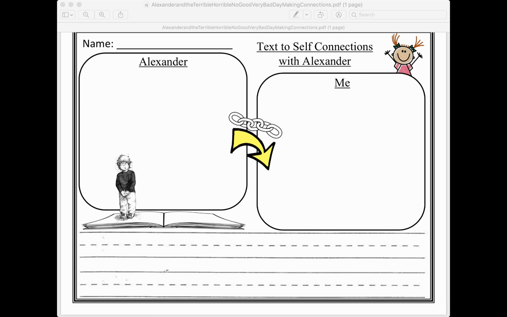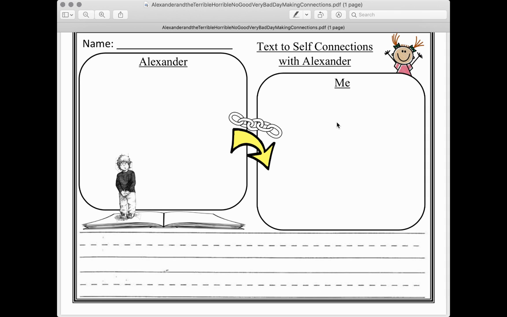Okay. So listen carefully to the story. You can even listen to it 2 times. And in the first box on your worksheet, you're going to draw something that maybe Alexander experienced. That means something he felt, something he did, something he saw. Right. And then following the arrow to the box that says you right over here, you're going to draw your connection to Alexander.